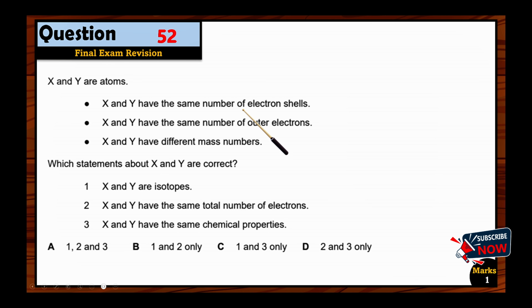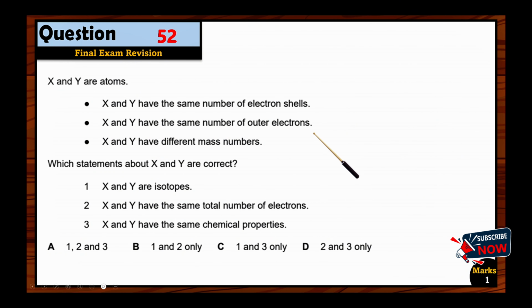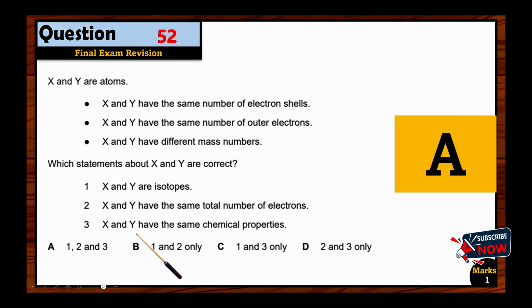They are isotopes. Yes, that's right. Why isotopes? Because they have different mass numbers, but the same electron number, which means the proton number is also the same. X and Y have the same total number of electrons. Yes, right, because they already told you the same number of electron shells and the same number of outer electrons. So it means the same number of electrons. X and Y have the same chemical properties, right? Because the electron numbers and the outer electrons are the same. So all these options are correct. So 1, 2, and 3, option A is correct.